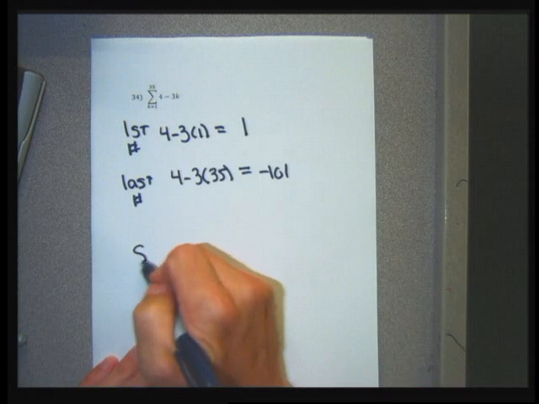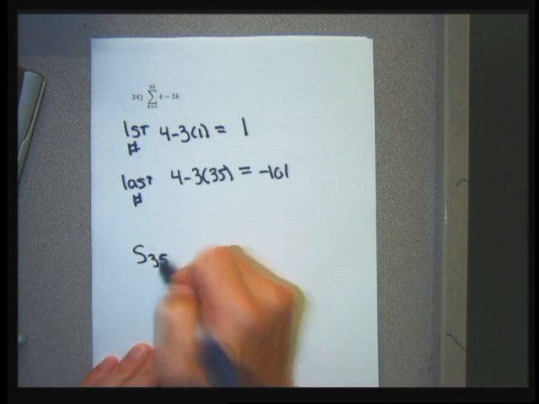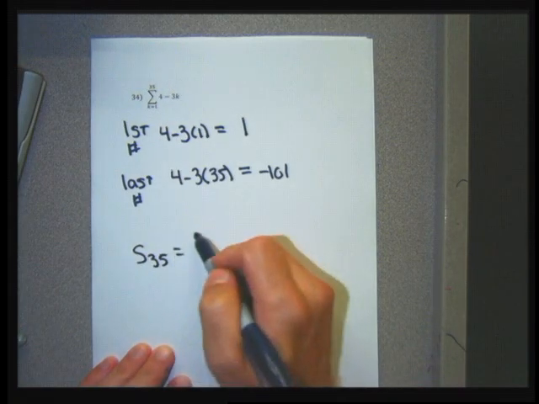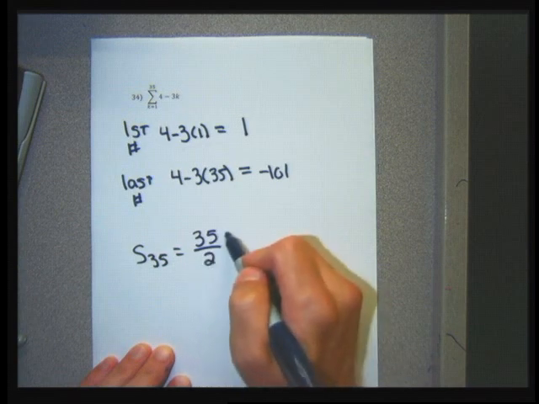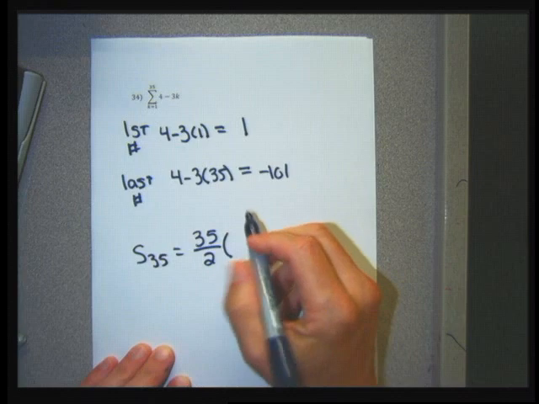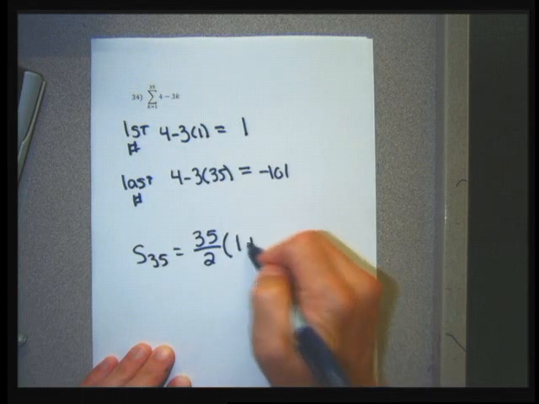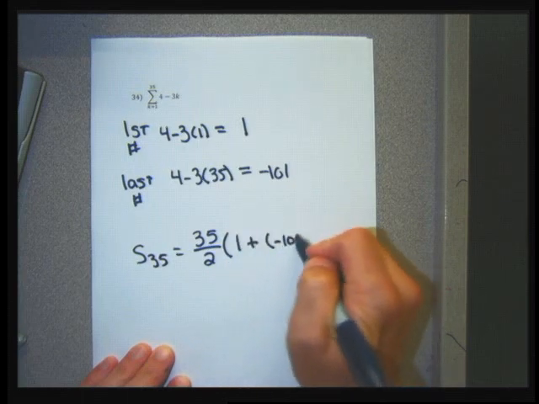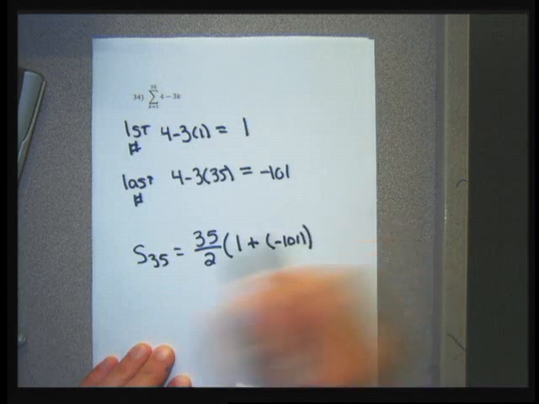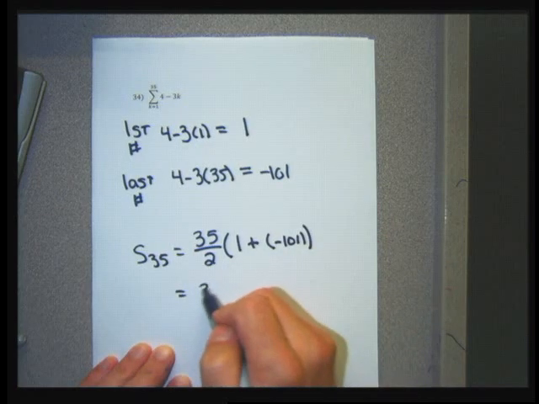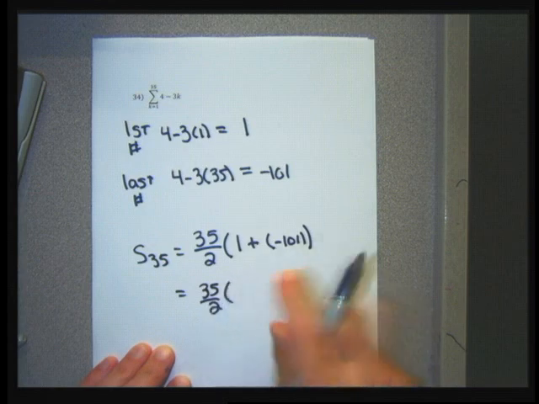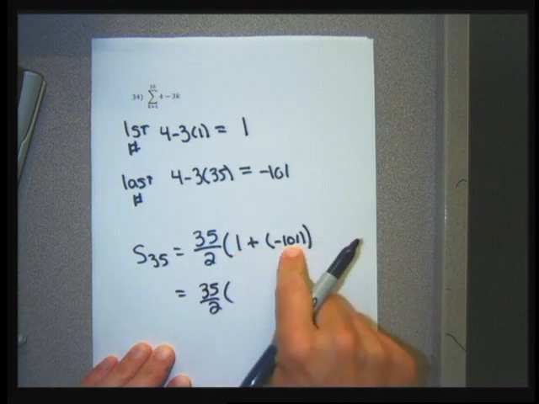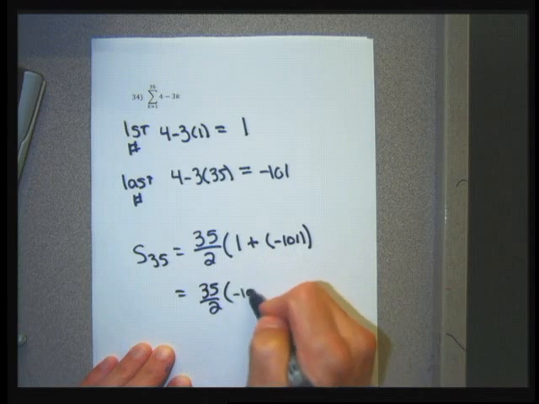Now I'm going to figure out the formula. I want to add 35 numbers. I'm going to use the formula n over 2 times the sum of these, which is going to be 1 plus negative 101. 35 over 2 doesn't come out to be a whole number, it comes out to be a fraction, so I'm going to leave it as 35 over 2. And 1 plus negative 101 is negative 100.